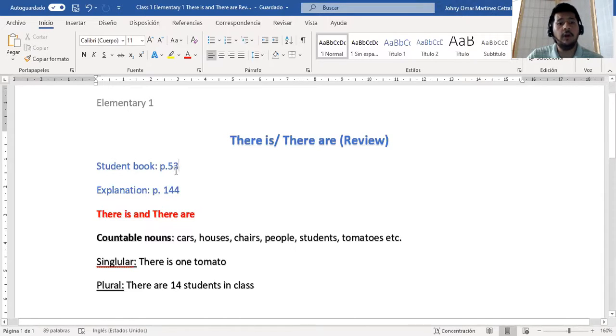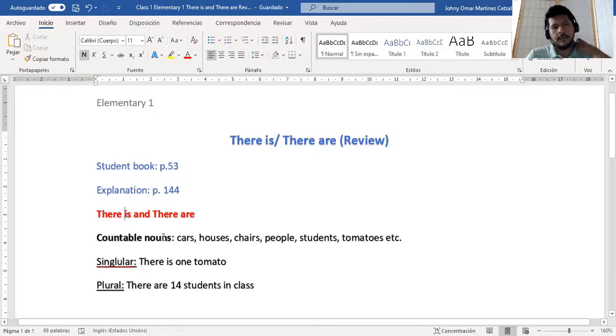So in your student book, you can check on page 53. Check the grammar there. And there is another explanation at the end of the book. So check page 144. The topic is there is and there are. Okay, it means hay. Both of them are hay. Hay un perro, hay una casa, hay 5 niños, hay contaminación. That is hay in Spanish. Okay.